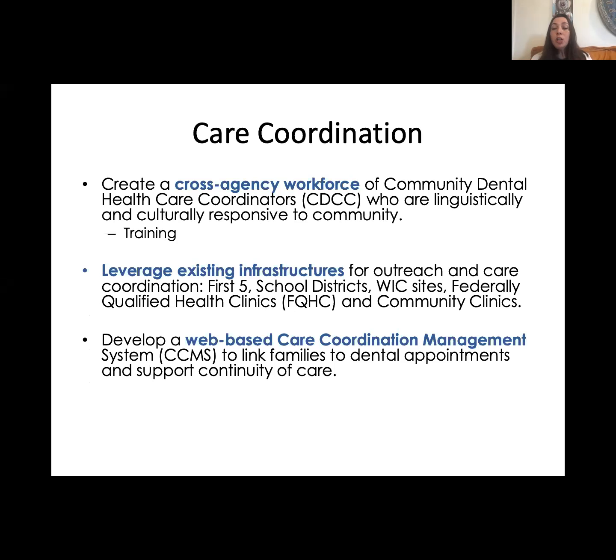Our community dental care coordinators speak 10 different languages, and there are 26 of them, and they come from different backgrounds, and they're really invested in that. The training piece and designing that training was also a big part of that process. And again, the web-based care coordination management.